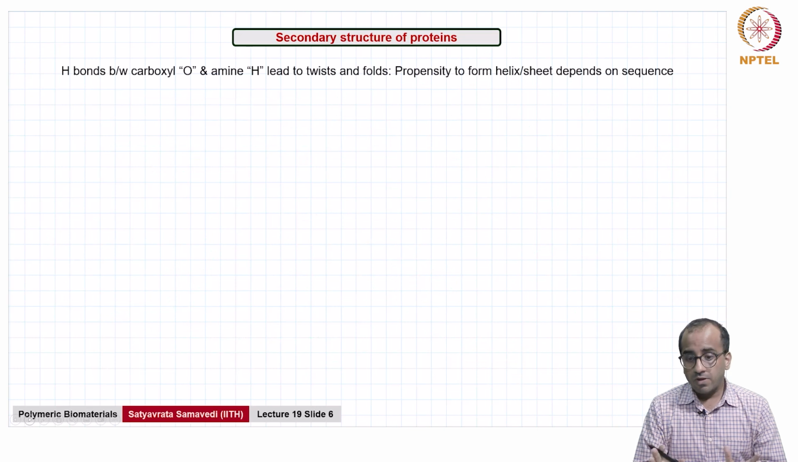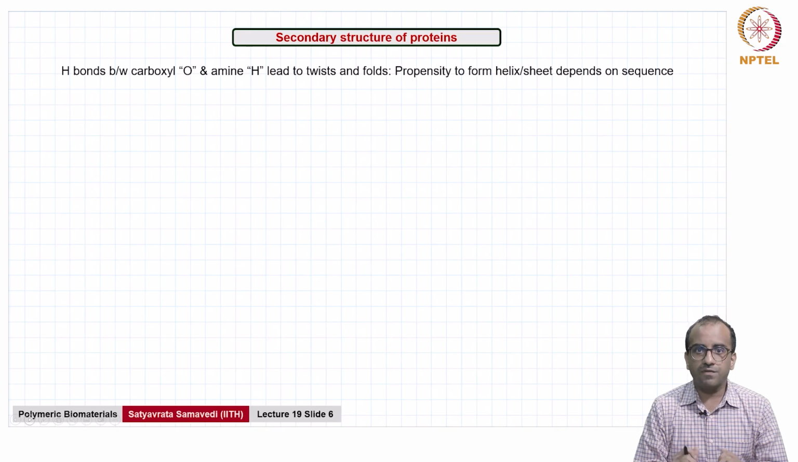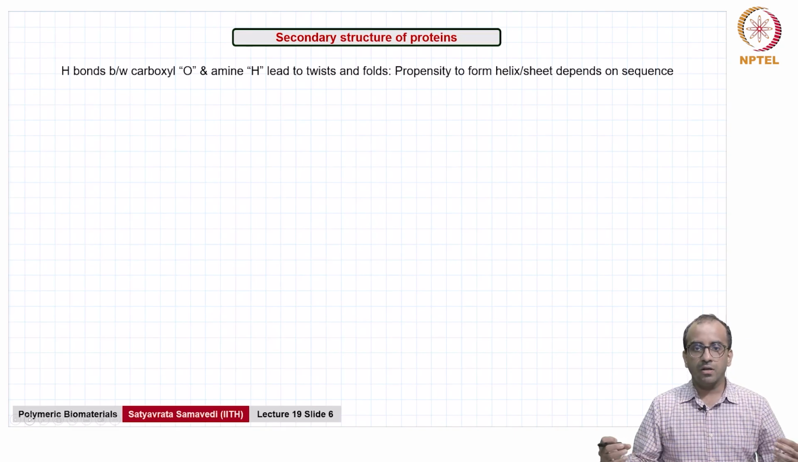So, before we look at the secondary structure of protein, one of the first questions we can ask is, why does the protein fold at all in the first place? Why isn't the primary linear chain good enough? Why does the protein have to fold at all?